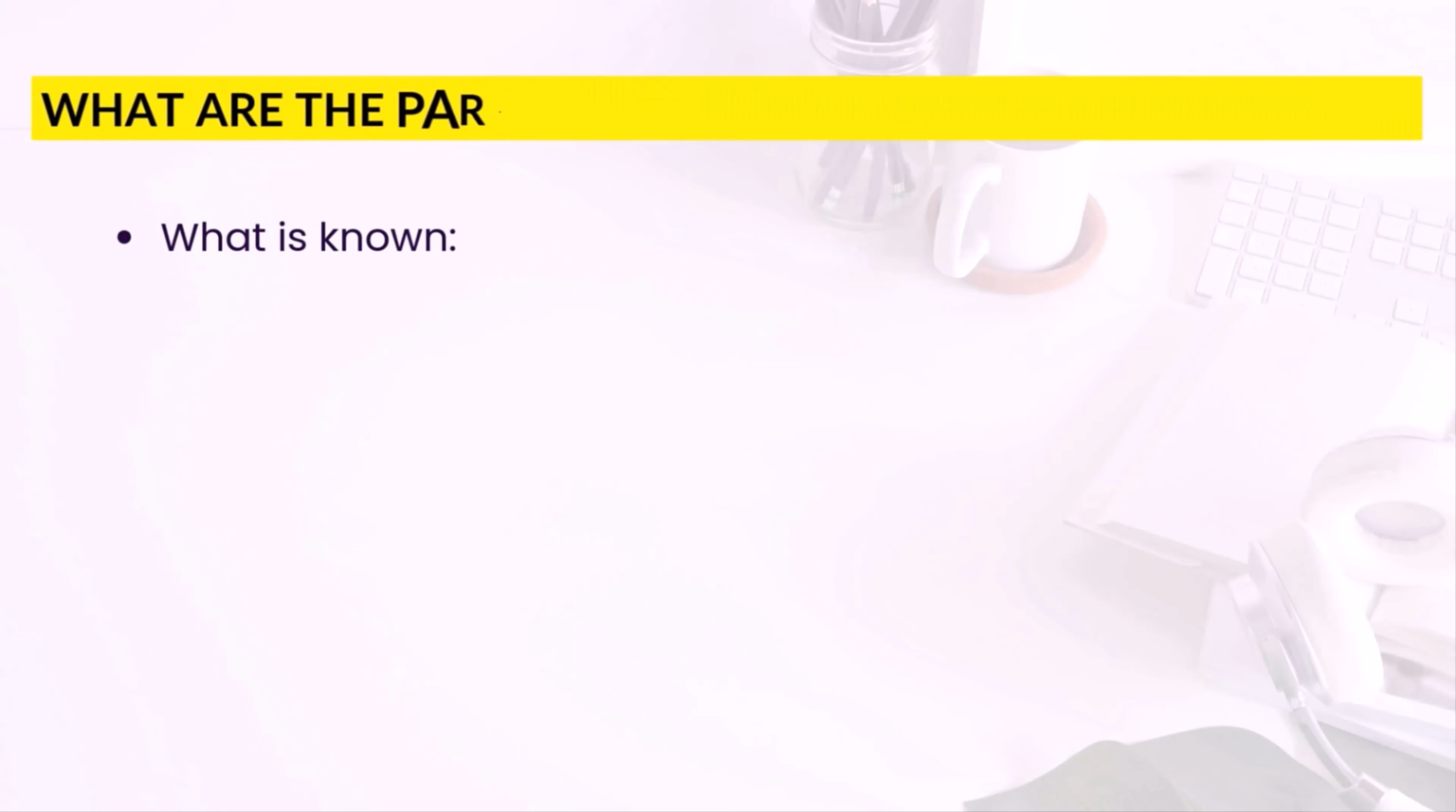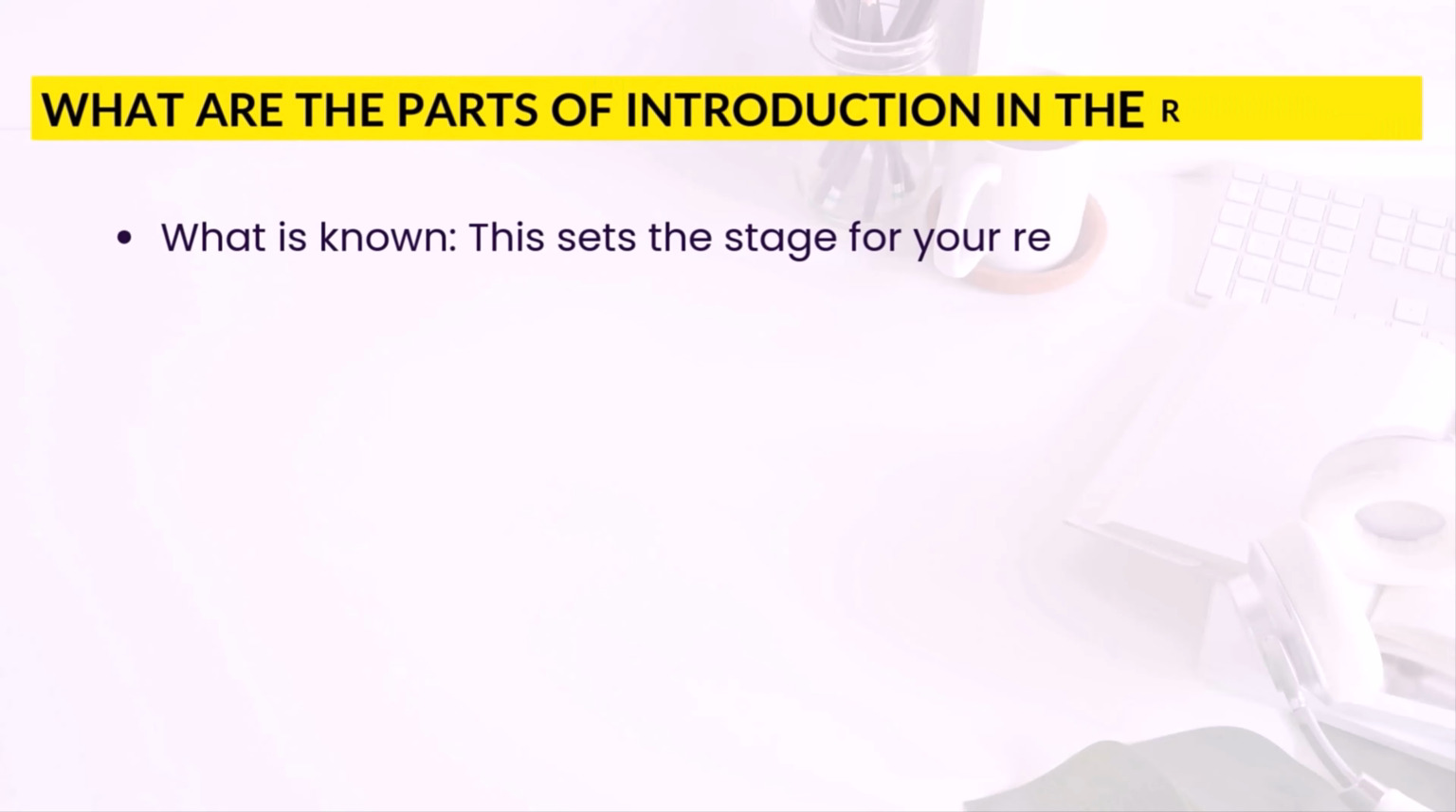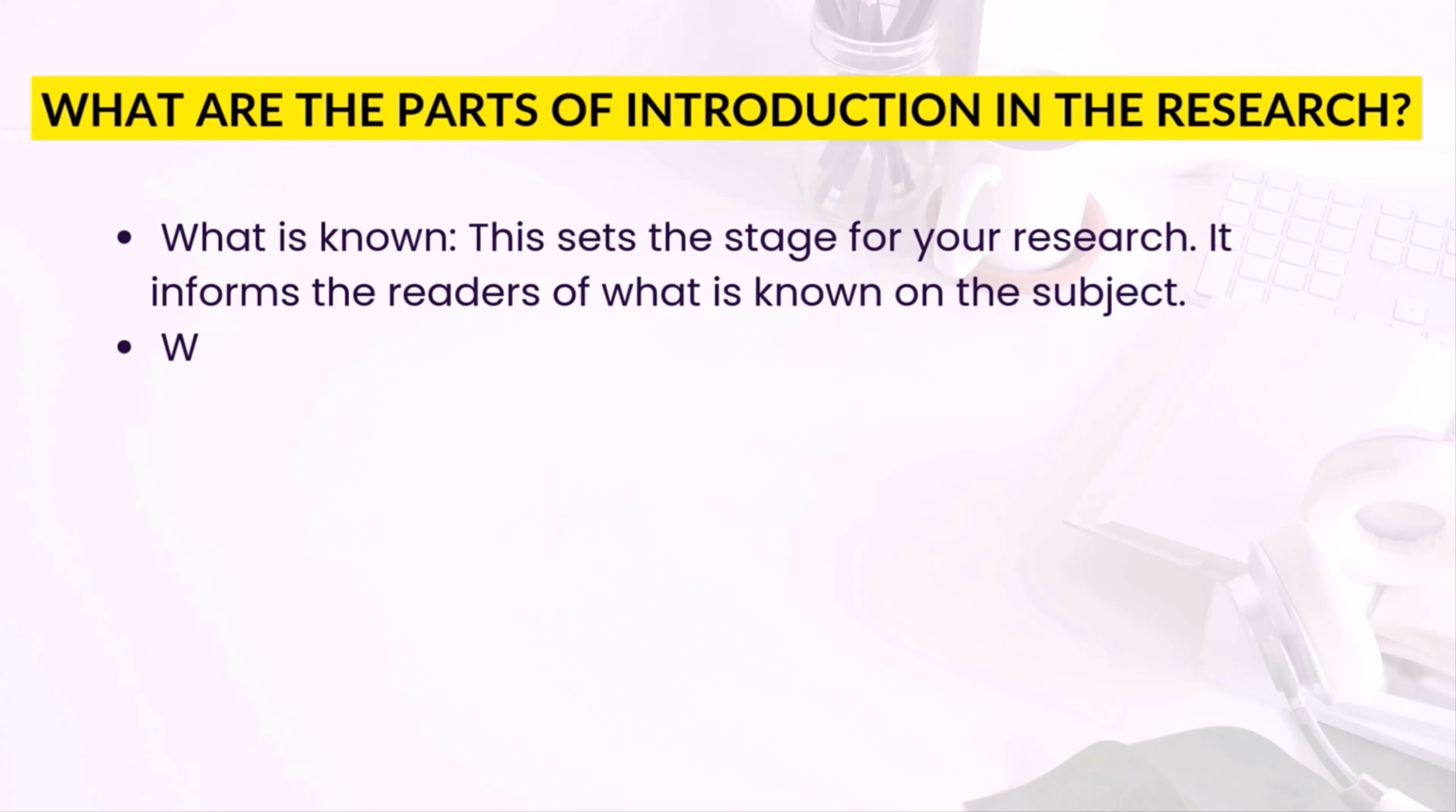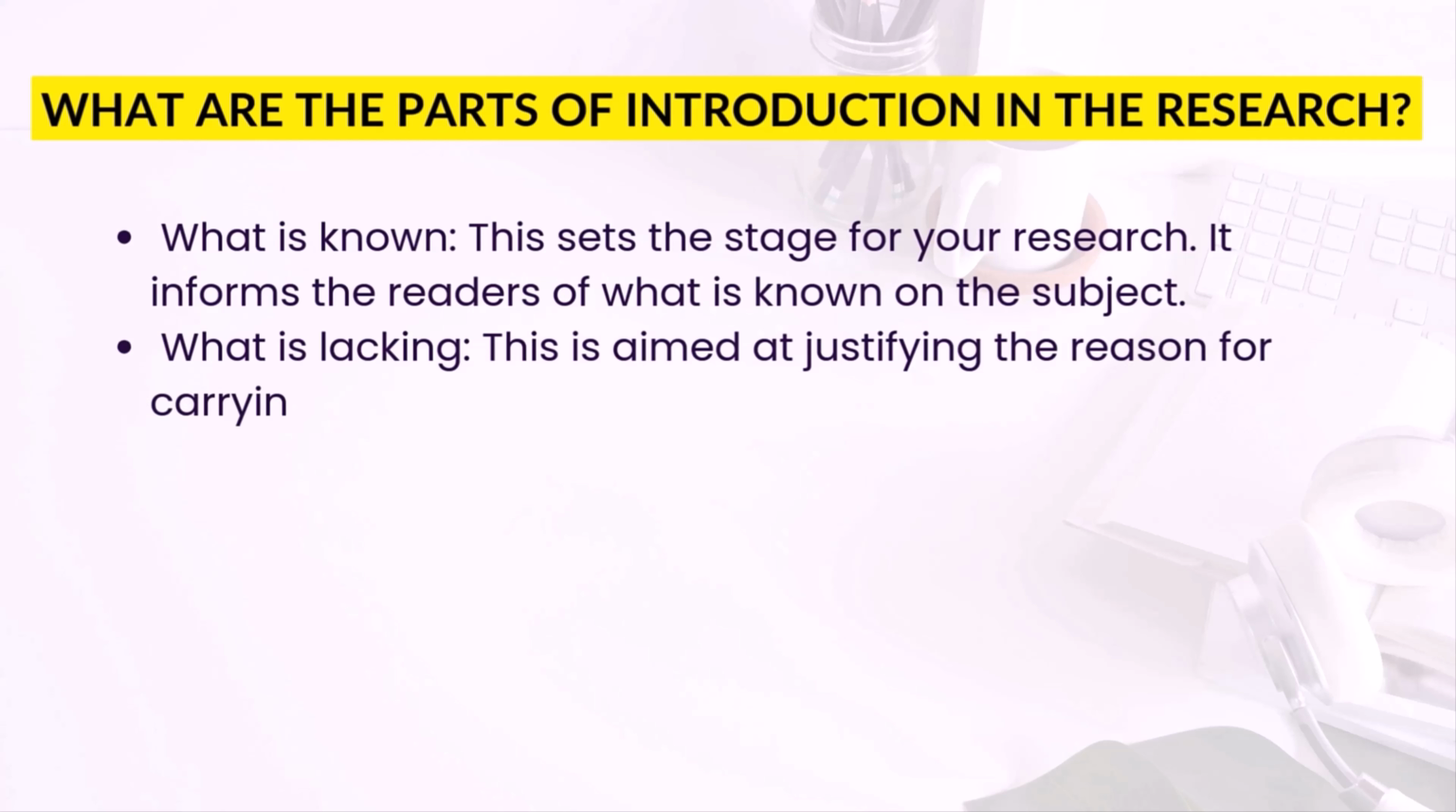So, next, what are the parts of the introduction in the research? A good research paper introduction section should comprise 3 main elements. 1. What is known? This sets the stage for your research. It informs the readers of what is known on the subject. 2. What is lacking? This is aimed at justifying the reason for carrying out your research. This could involve investigating a new concept or method or building upon previous research. 3. What you aim to do. This part briefly states the objectives of your research and its major contributions. Your detailed hypothesis will also form a part of this section.